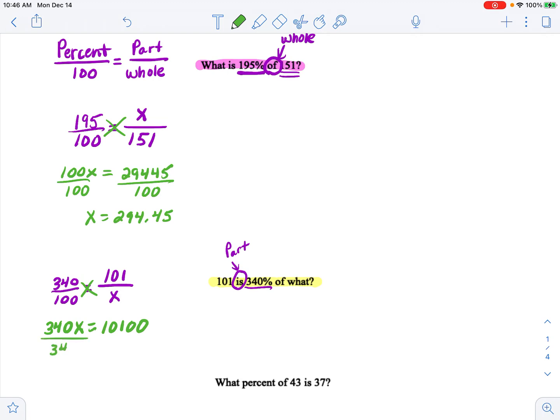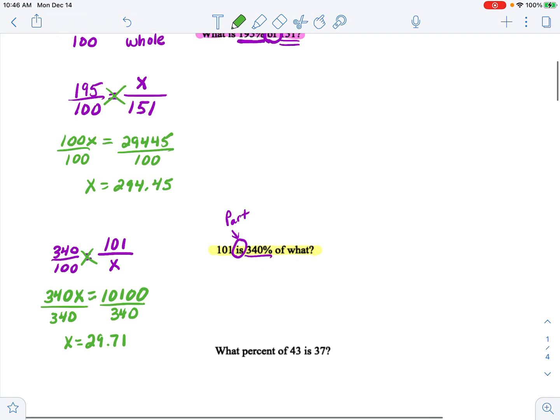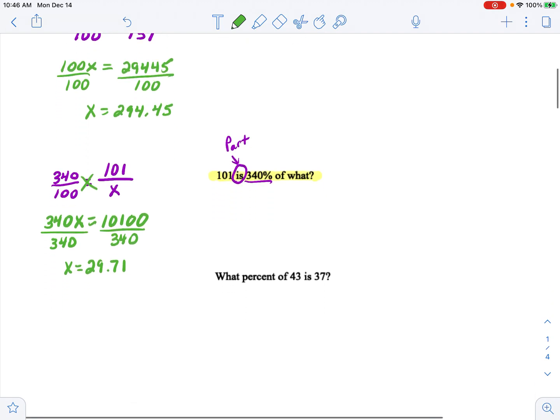Go ahead and divide both by 340 so that you can isolate that x. And it turns out, let's see, what do we get here? 10,100 divided by 340 is 29.71. And I rounded there, 29.71. So 101 is 340% of 29.71.